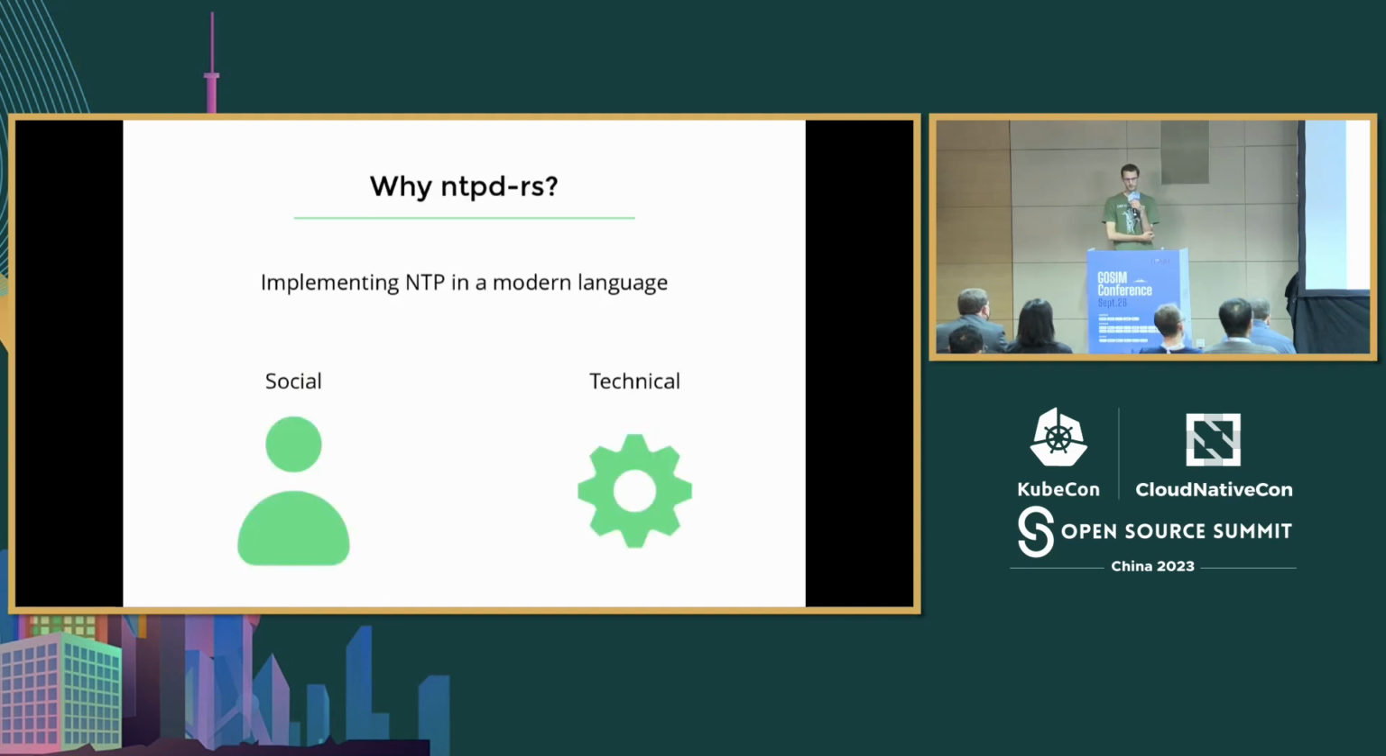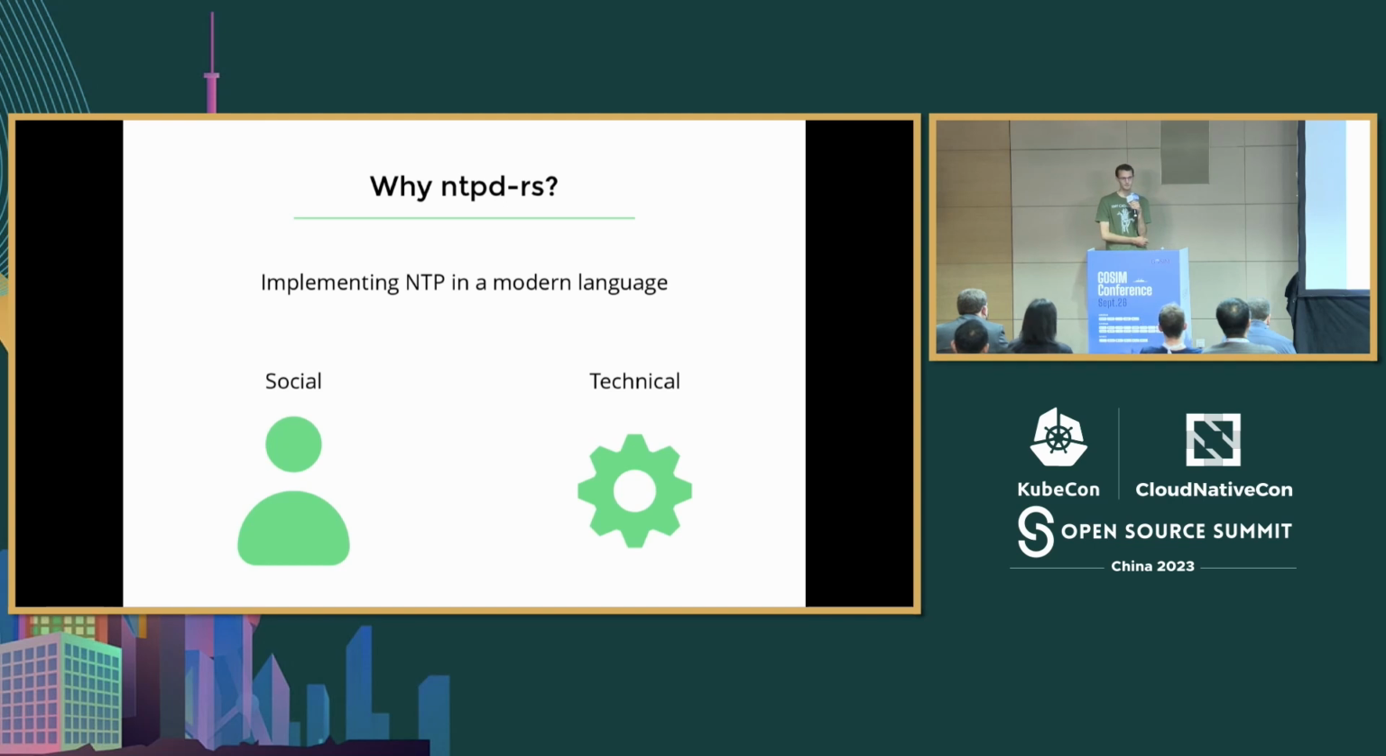So with that, you might wonder, why bother? Why bother with all of this? Certainly there are existing implementations. NTP originates in the 1980s. It's been around since the origins of the internet. And so why make a new implementation now? And perhaps specifically, why make one in Rust?